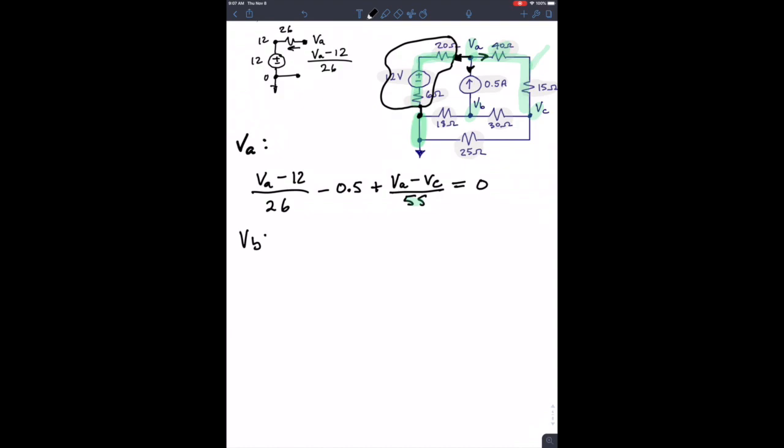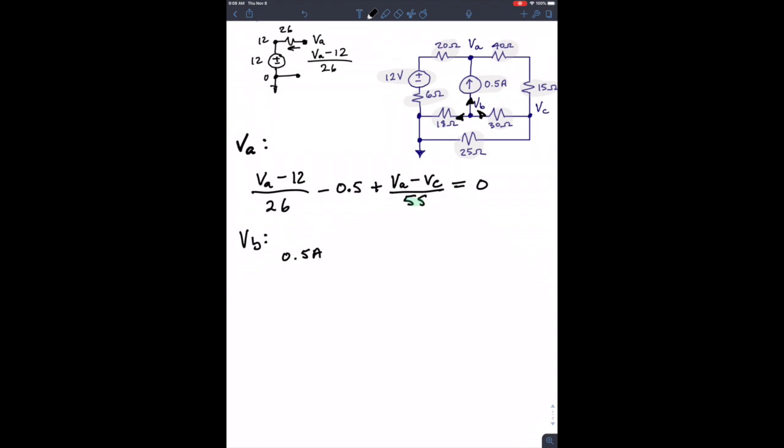Let's do the same thing for VB. Let me erase all this. We're now looking at VB, and to get VB we need the currents coming out of the node. Looking at the one going up, that's an independent current source, in the direction of the current that we referenced coming out of node VB, so we'd write down 0.5 amps.